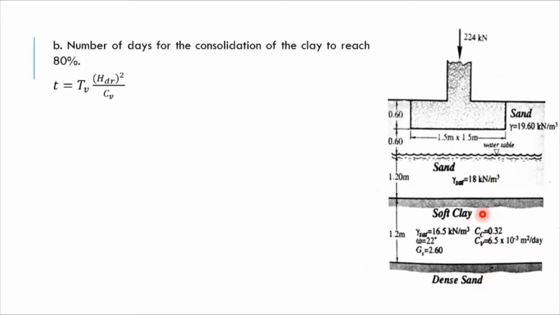Therefore, magkakaroon ng expulsion ng tubig dito at magkakaroon ng expulsion ng tubig din doon sa bottom kapag nag-apply ng load. So therefore, this will be two-way drainage. And if you consider, the HDR will be equal to half of the thickness of the clay layer, which is equal to half of 1.2, which is 0.6 meters.